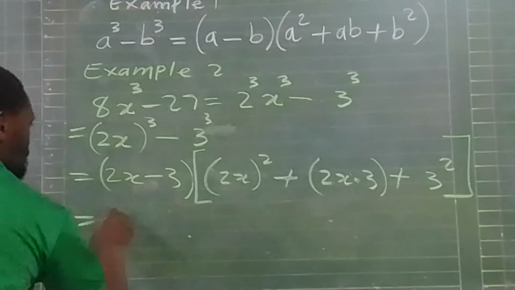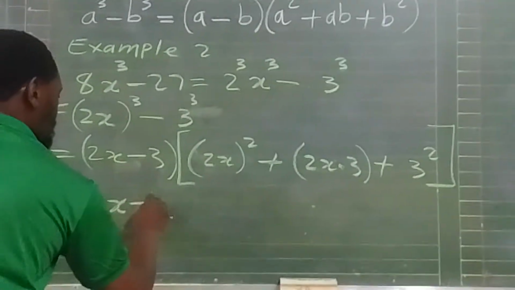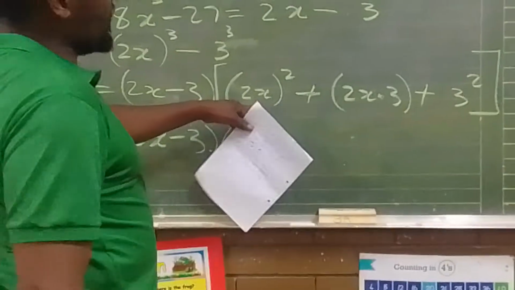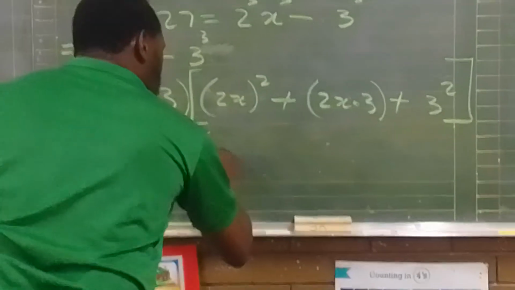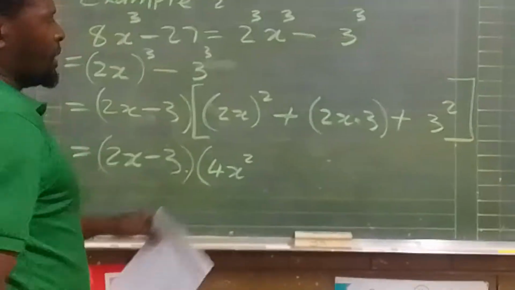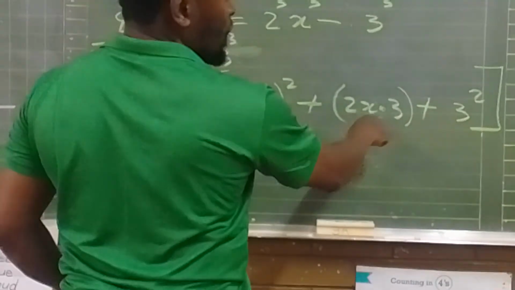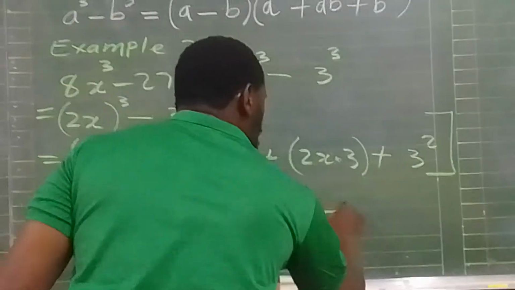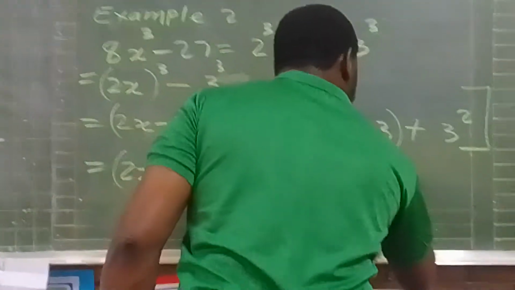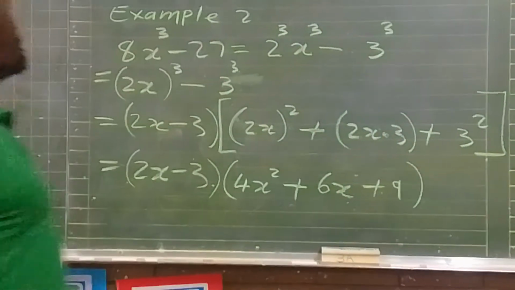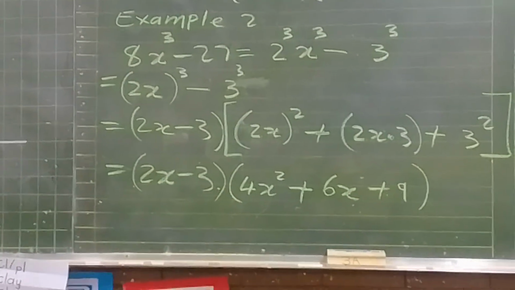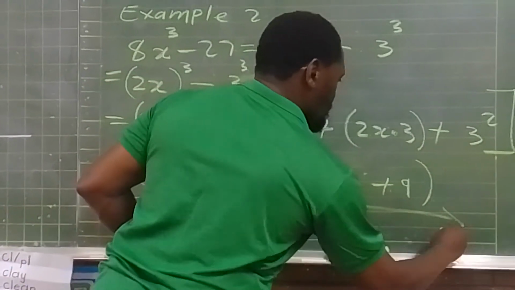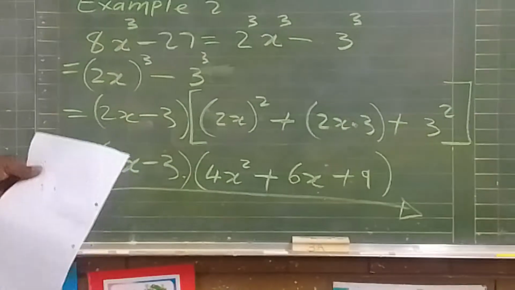The next step is going to rearrange them and put them in a proper way. 2x squared is going to be 4x squared plus 2x times 3 is 6x plus 3 squared is 9. You are done. This is your final answer.